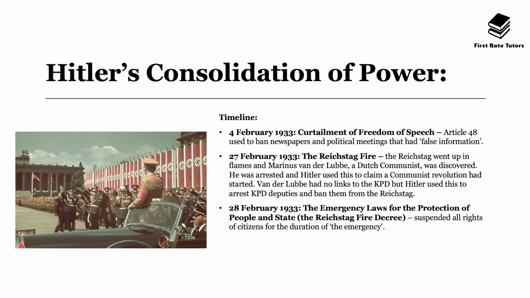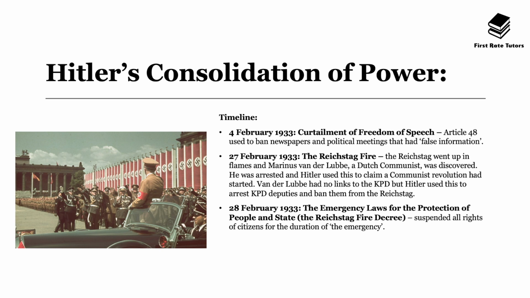On the 27th February 1933, there was the Reichstag fire. Nobody exactly knows historically who set this fire off. However, the Reichstag went up in flames and Marinus van der Lubbe, a Dutch communist, was discovered there. He was arrested, and Hitler used his arrest to claim a communist revolution had started. Van der Lubbe had no links to the KPD, who really were the only left-wing party that rivaled support for the Nazis. However, Hitler used this as a pretext to crush any threat that the KPD posed to the Nazis, so he arrested KPD deputies and banned them from the Reichstag. So he was really skillful in manipulating this situation.